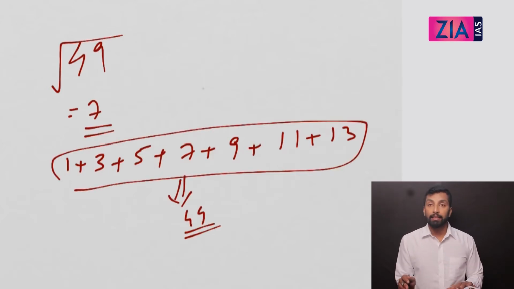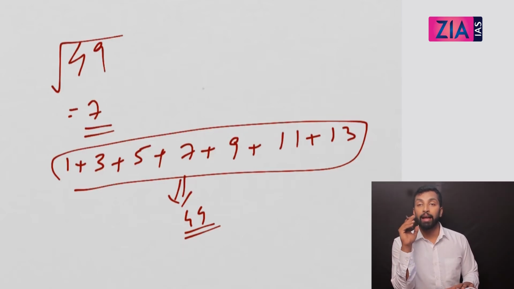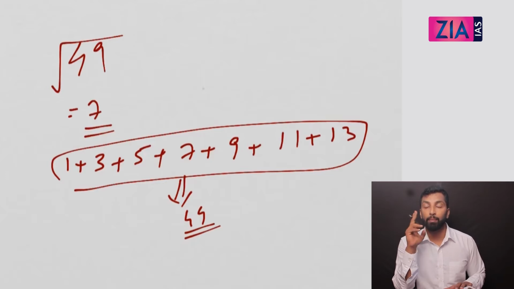So basically the sum of the first n odd numbers is actually n square. The sum of the first 3 odd numbers is 3 square. The sum of the first 4 odd numbers, 4 square. The sum of the first 10 odd numbers, 10 square. The sum of the first 100 odd numbers, 100 square.